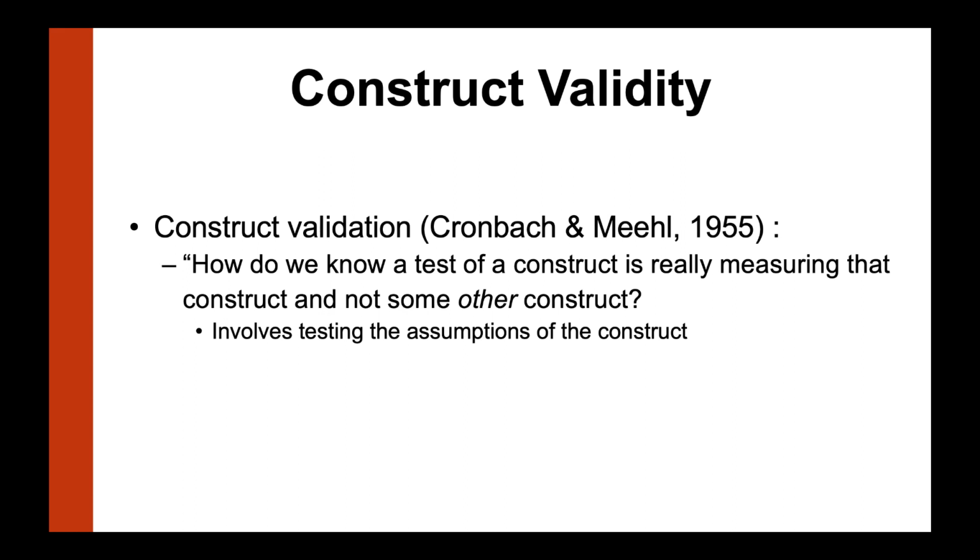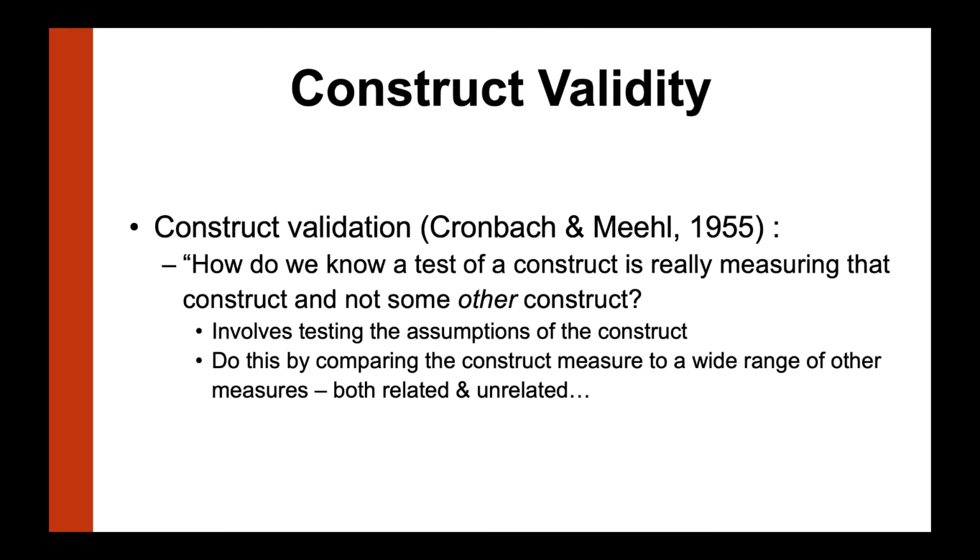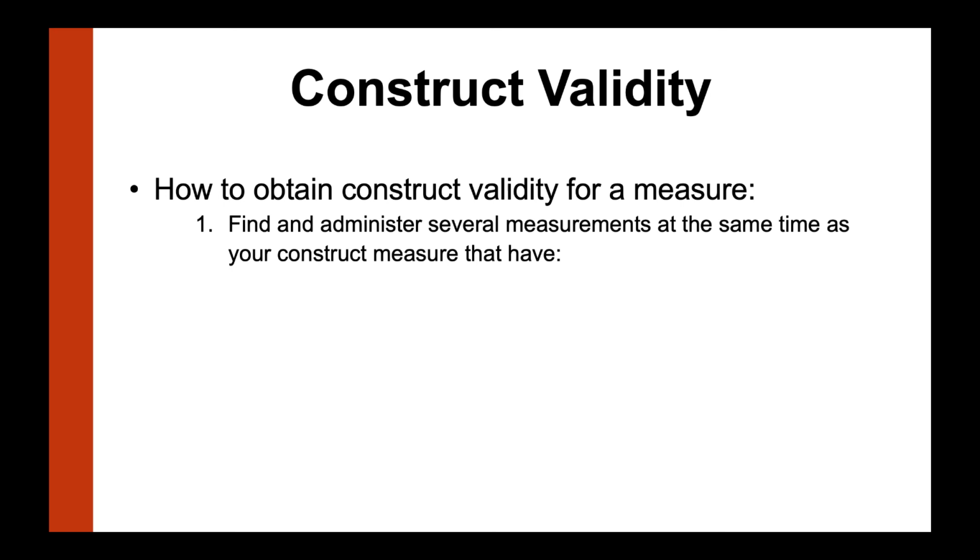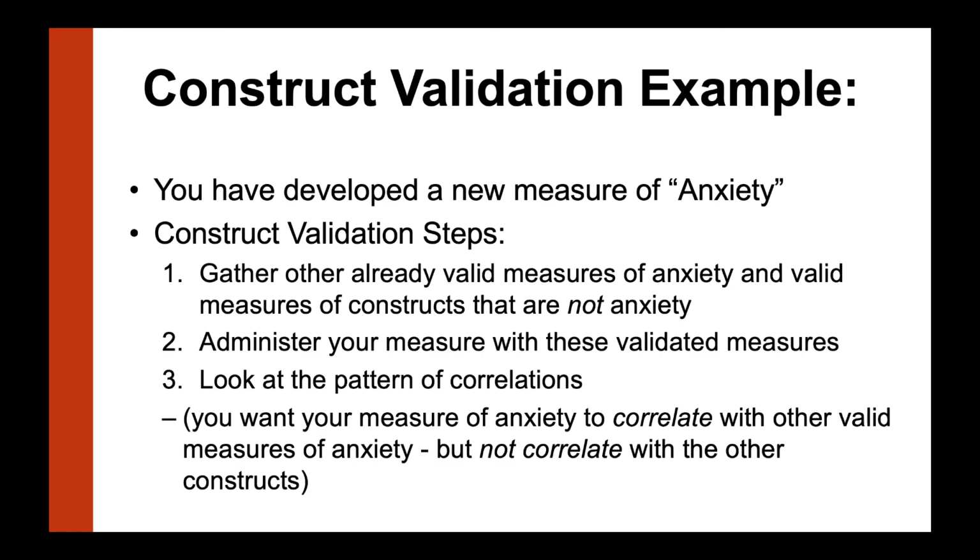So how do you know whether you have a valid measure? Well, you compare your measure of your construct, in this case anxiety, to a whole bunch of other measures, and you want to include measures that are measuring the same construct. So the same construct would be other measures that are measuring anxiety, but you also want to include other measures that aren't measuring anxiety, because your goal is to show that your measurement is measuring anxiety, but it's not measuring anything else. So you gather a lot of those tests, other measures of anxiety that are validated, and you administer them or you give them out to people at the same time as you give out your measure of anxiety.